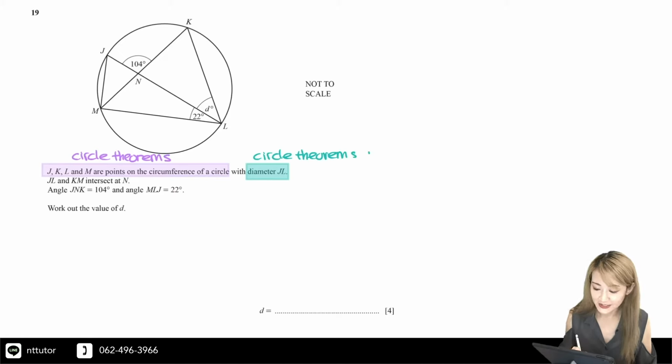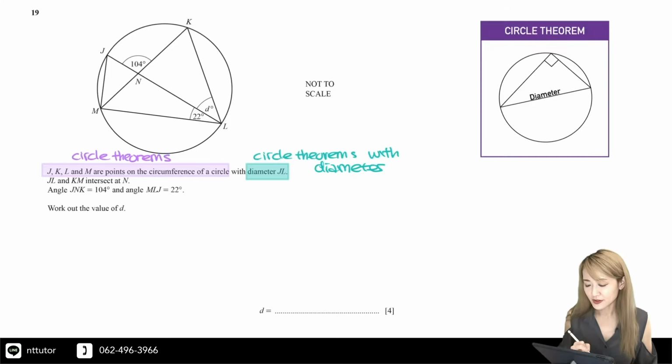that involves the diameter. So, the circle theorem that involves the diameter is this one. A triangle drawn on the diameter of a circle to the circumference of the circle will always be a right-angled triangle. So JL is the diameter. That means that angle JML over here is 90 degrees and it's a right-angled triangle.